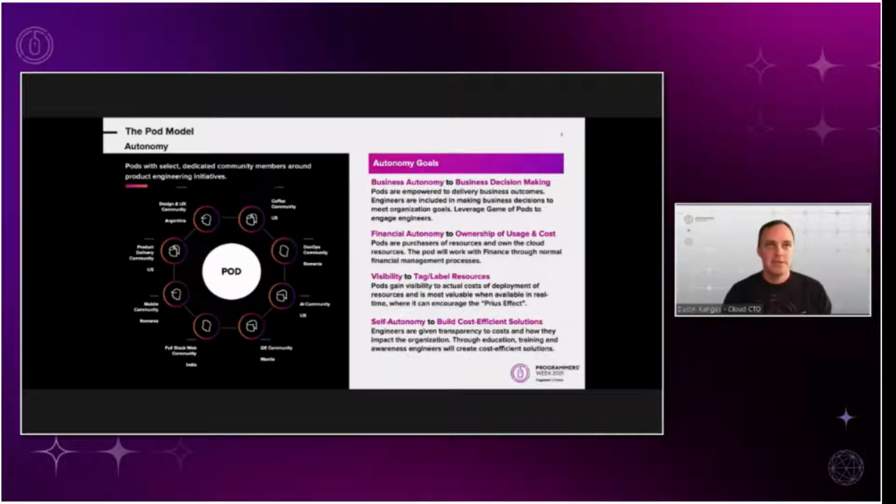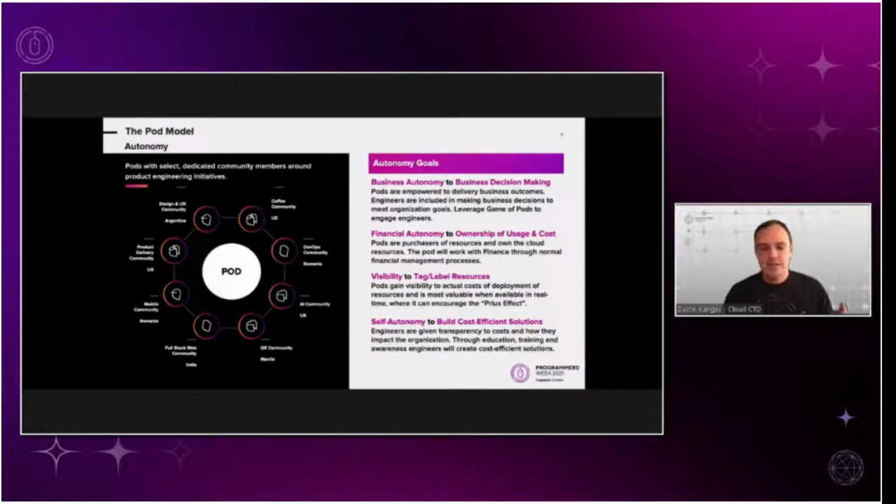Then we talk about financial autonomy, right? Engineers are now the buyers. They make the decisions on what services and features to implement, and they are then responsible for the cost and the budget that the team owns. But they need to be able to see this, and that's where visibility comes into play. We talked about having 50 plus tags that are available that can actually be used to understand cost. And when we provide visibility, we can create what's known as the Prius effect.